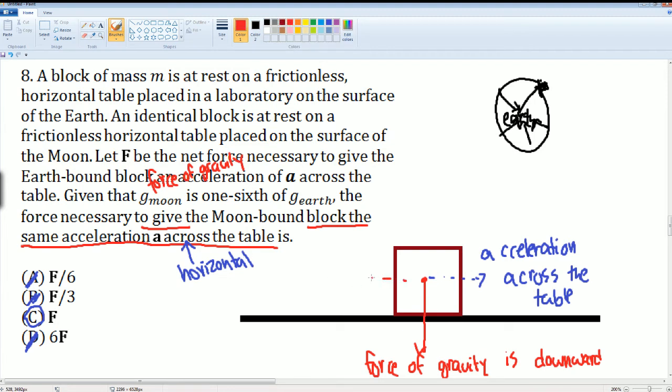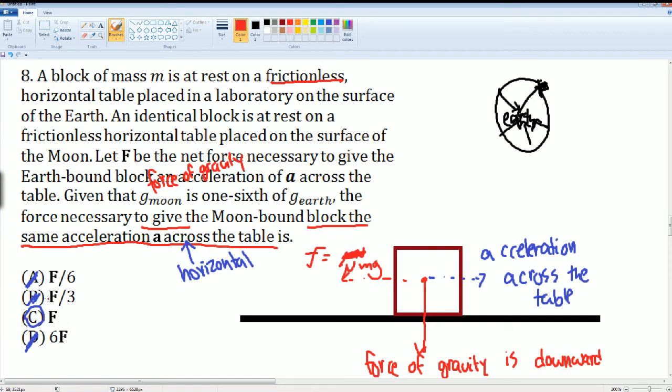If there is friction, and friction is equal to mu Fn, the normal force, which is mu mg. So of course the force of friction would depend on the gravitational field, but currently it doesn't, because here this is a frictionless table. So the answer would be C.